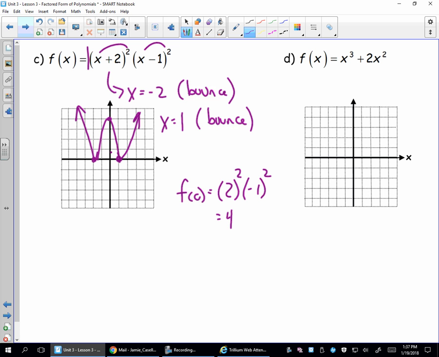I'm going to try the last one. I have a function. What I hope you recognize in this function is non-factored form. But we can fix that.